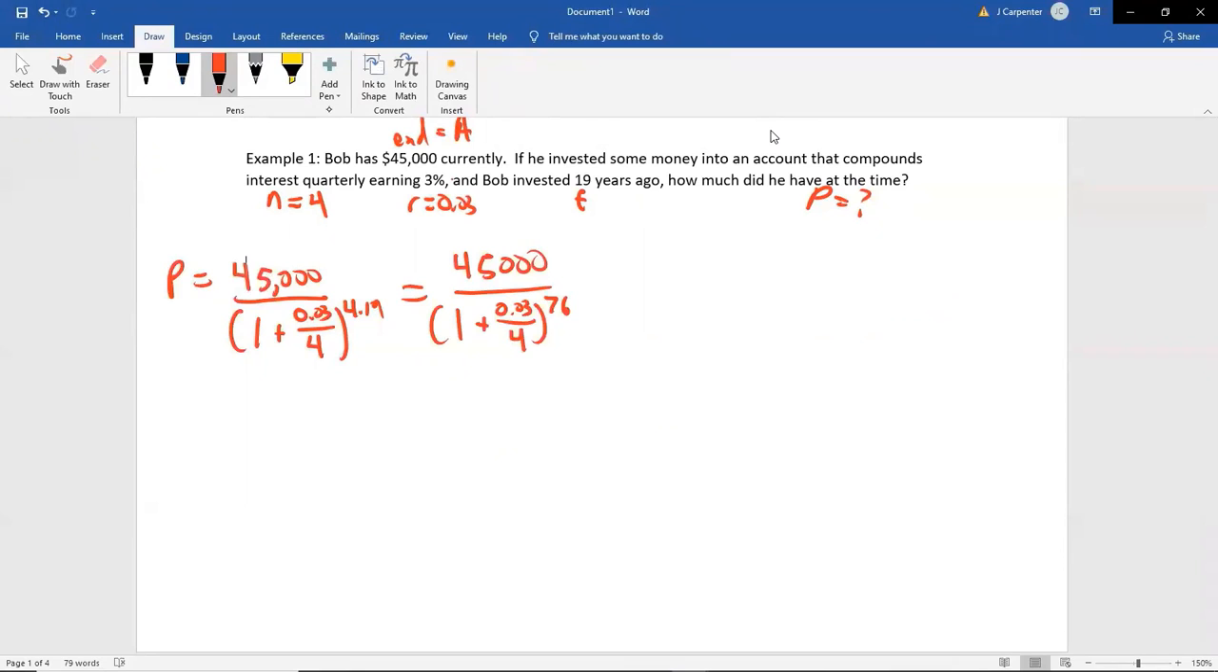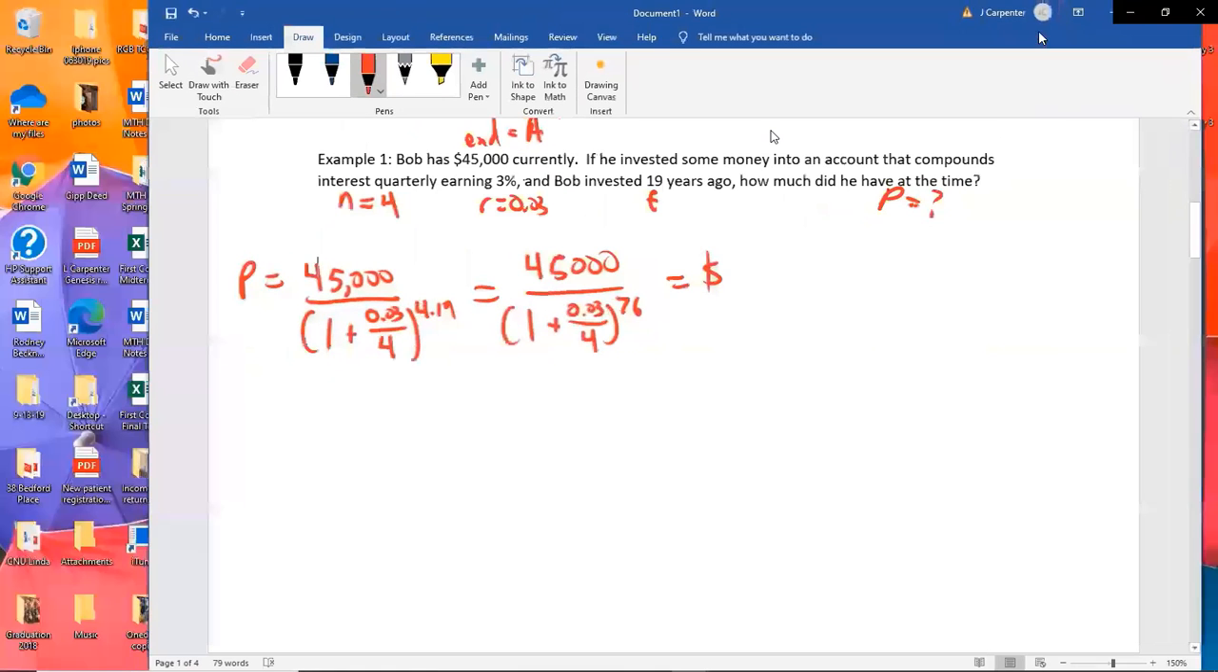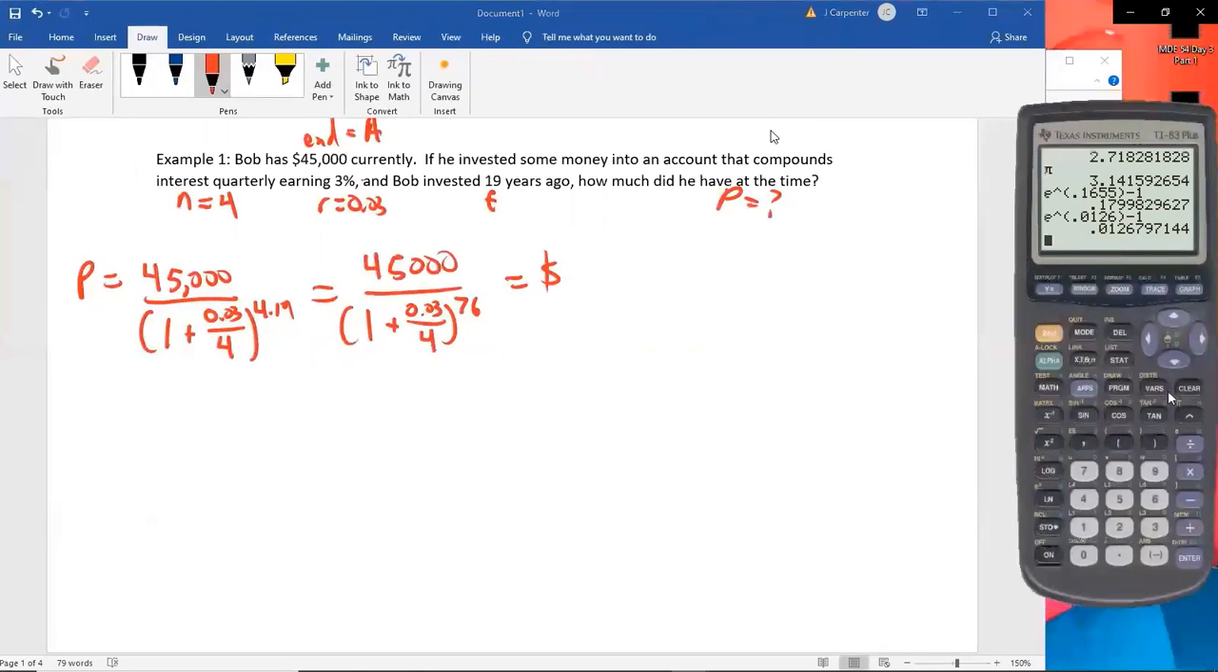Now, you don't really want to do too much simplification of this without a calculator. Things are going to get pretty intense quickly. So if you don't have a graphing calculator, you don't necessarily need one. A scientific calculator will get the job done, but a 4-function calculator is going to start giving you complications along the way. So 45,000.